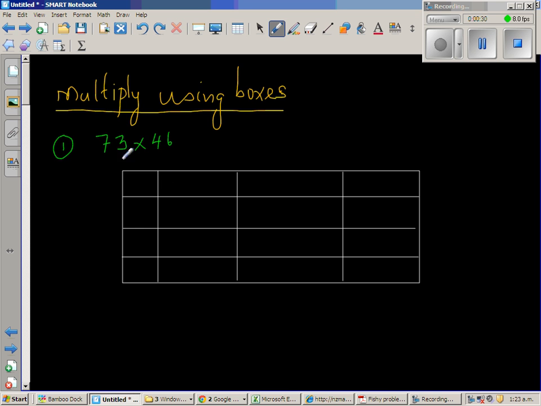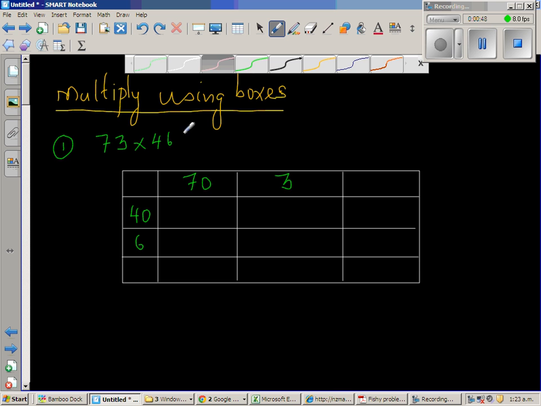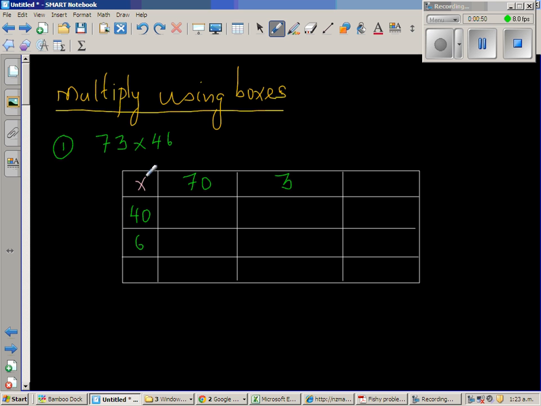73 can be written as 70 plus 3, and 46 can be written as 40 plus 6. So I'm writing 73 as 70 and 3 like this, and 46 I'm writing vertically, that is 40 and 6. I'll put a times sign here, and then I'm going to multiply like this.